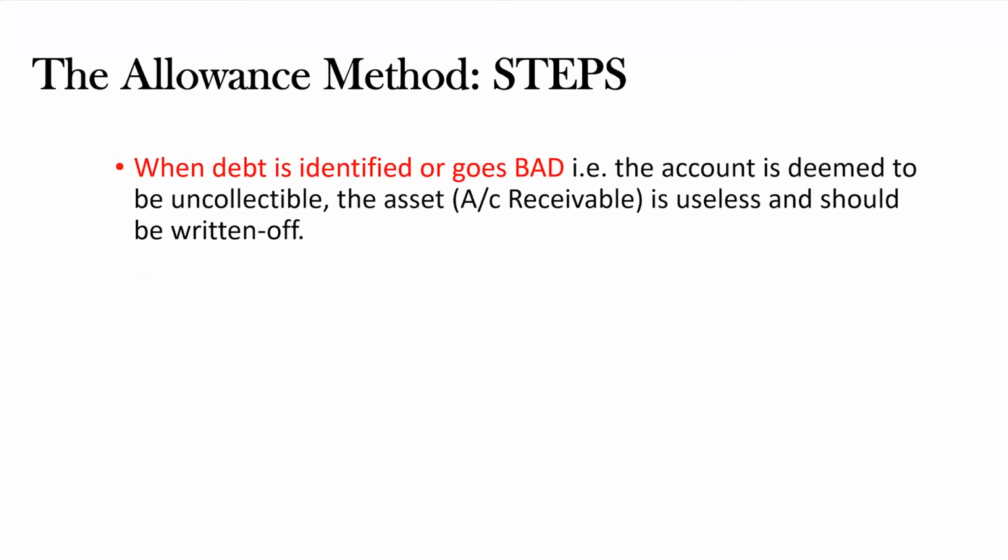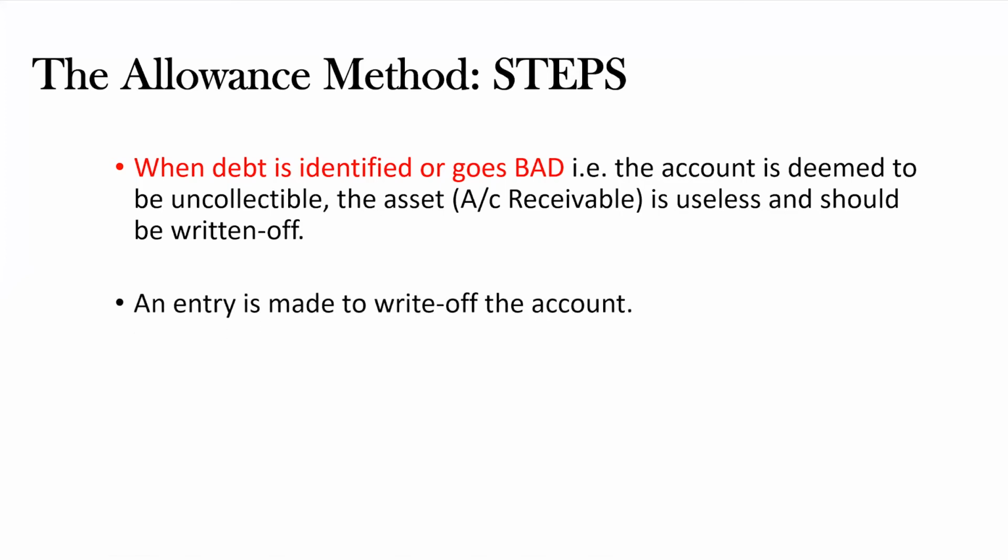So continuing in the steps, we would have made a provision, but what happens when a debt is identified or goes bad? This is what happens when an account is deemed to be uncollectible. What happens when someone can't pay you? The asset, which is the accounts receivable, is now useless, and you should write off that debt that is owed to you. And how do you write that off?